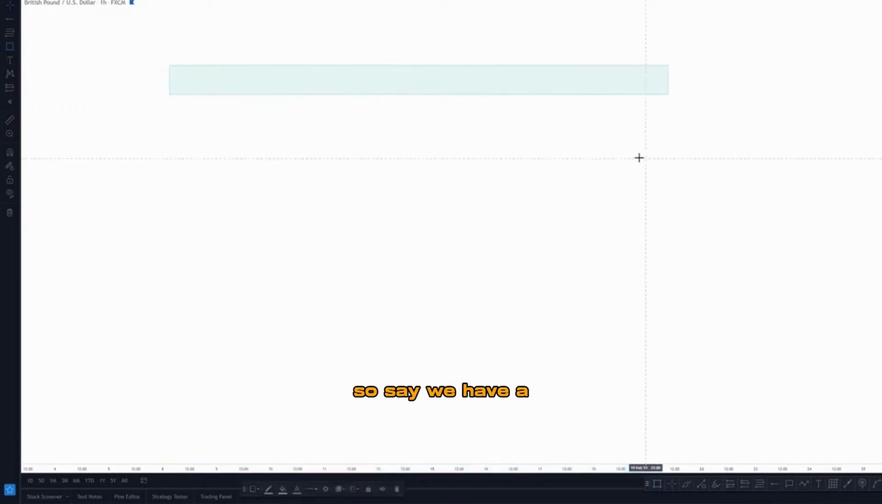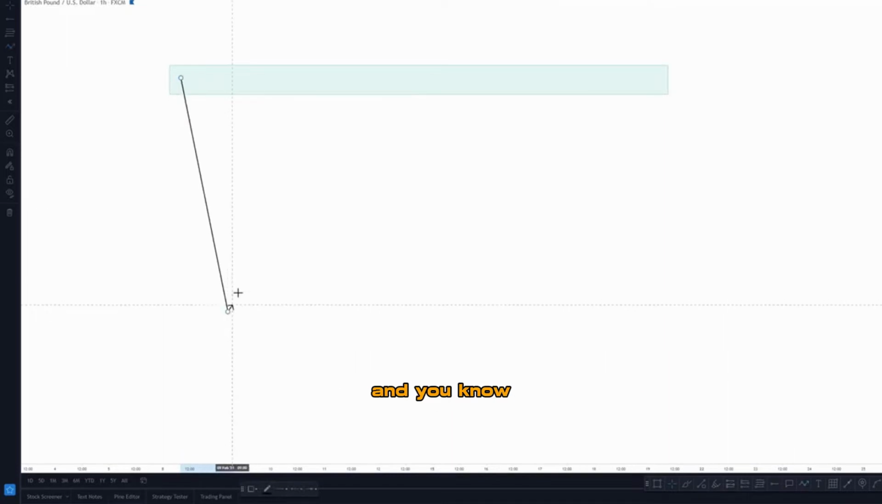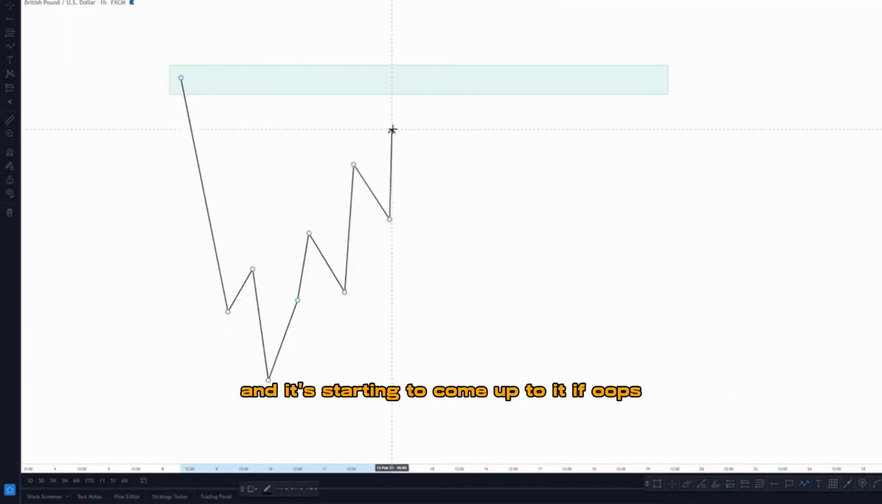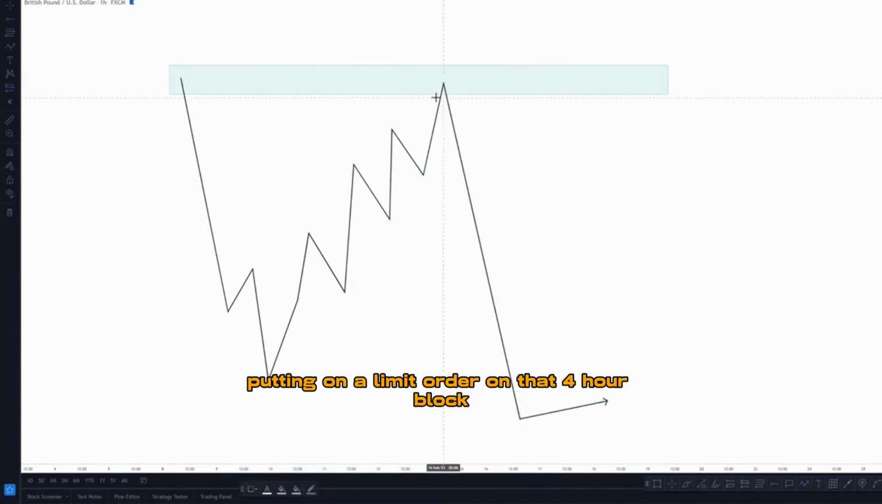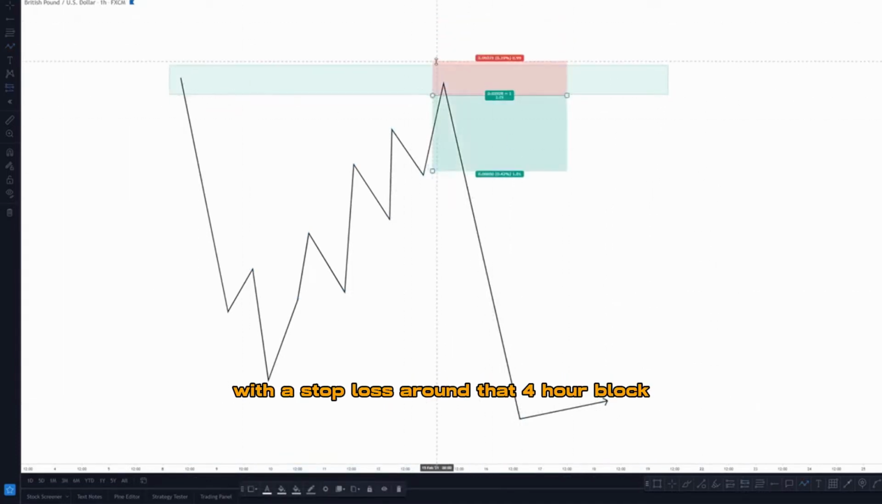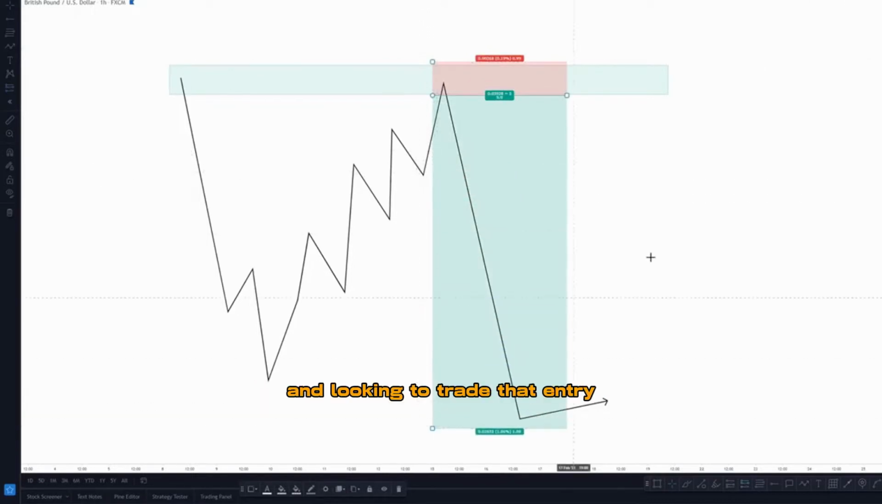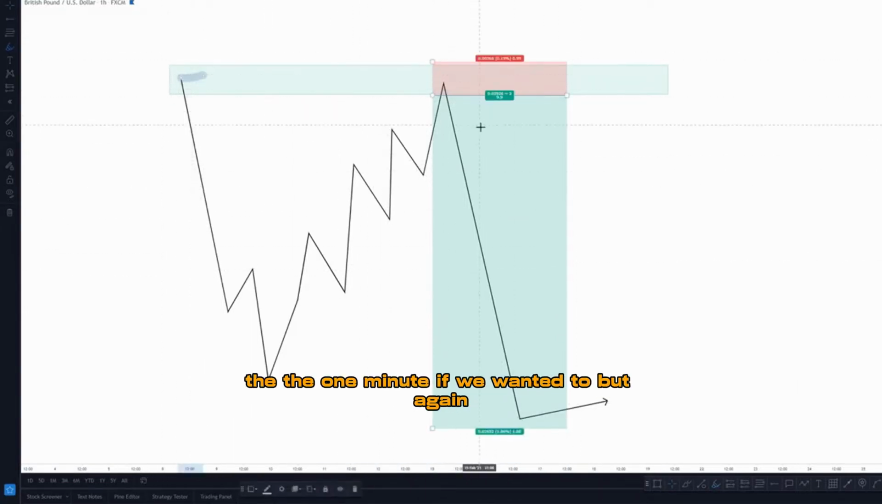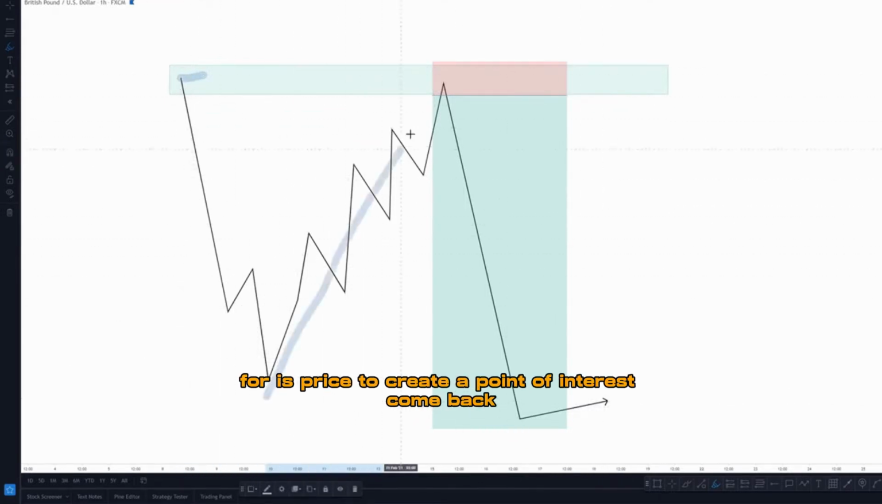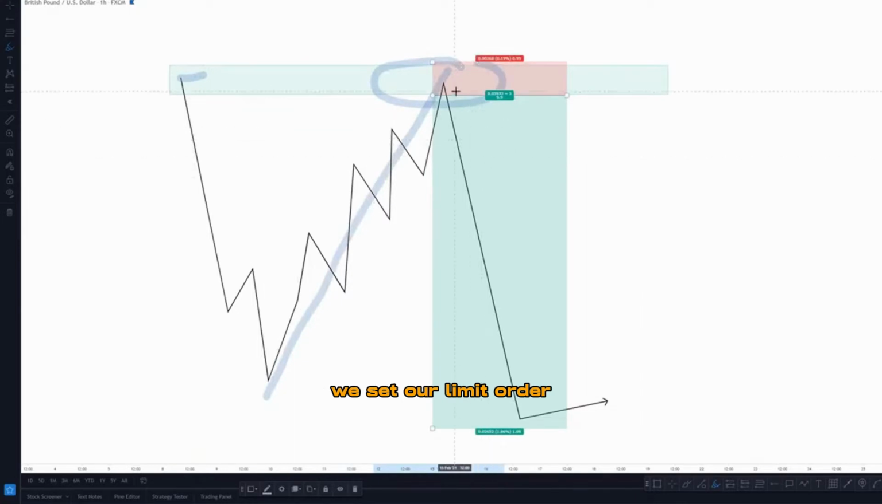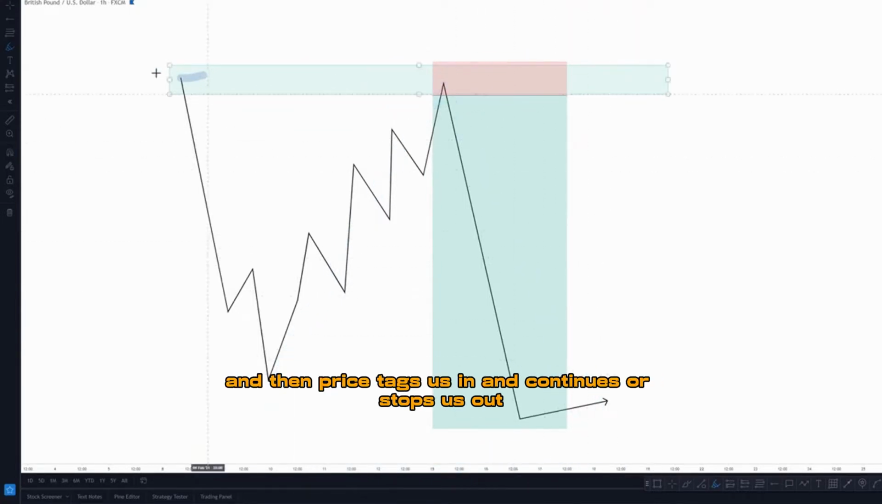Say we have what we'll call a 4-hour point of interest, and we're waiting for price to come into that, and it does whatever it's doing and starts to come up to it. If we are putting on a limit order on that 4-hour block with a stop loss around that 4-hour block and looking to trade that entry, this would be a pure risk entry. It's more of that set and forget style. We could refine this down to the 1 minute if we wanted to, but all we're really looking for is price to create a point of interest, come back, we set our limit order, and then price tags us in and continues, or stops us out, or whatever it does.